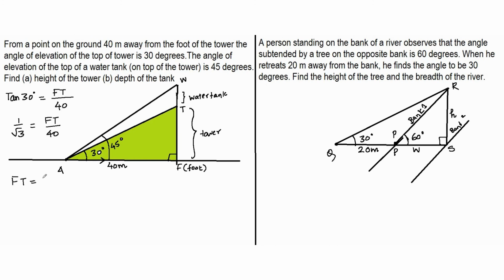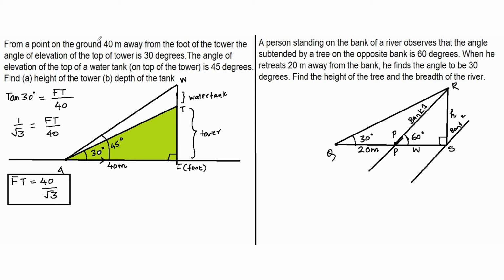the tower FT is given by 40 divided by root 3. This is the height of the tower. Now, of course, you can rationalize the denominator and find the height of the tower. Now we need to find the height of the water tank. So let us do that quickly.